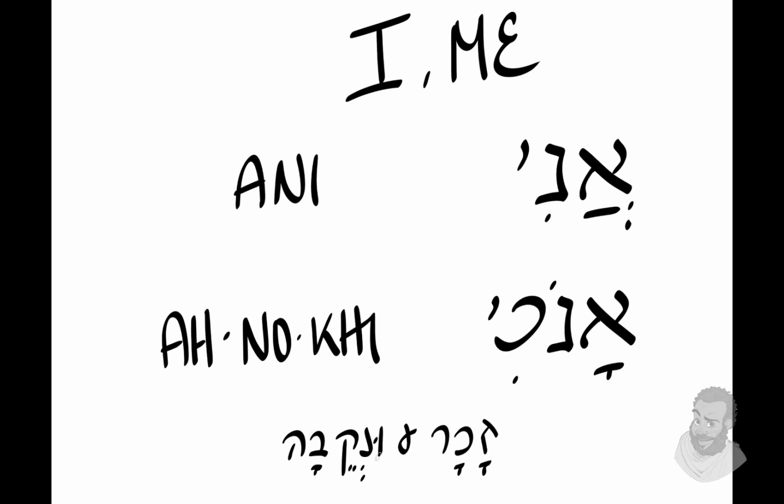Remember this becomes U when there is a shoah. Okay? So Zachar unkeva, okay? Male and female, you say Ani or Anochi. Ani is monosyllabic. Anochi, 3 syllables.